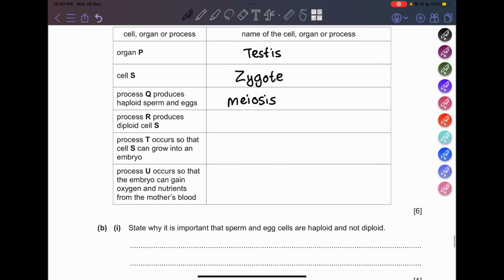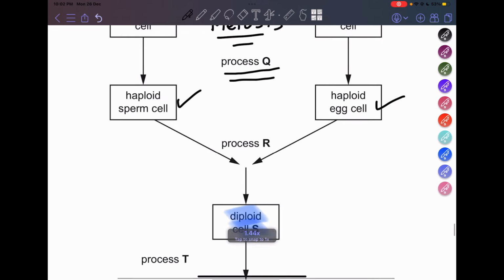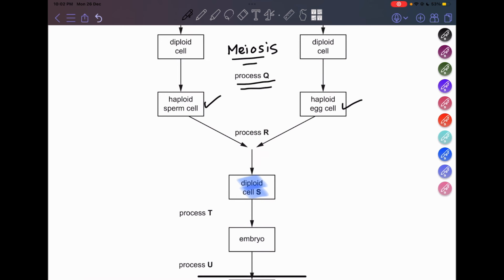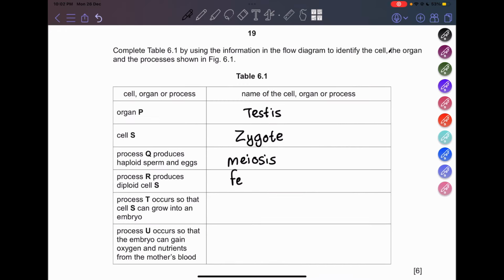Process R produces diploid cell S. So let's have a look at process R. Process R is actually fertilization, as I just said in the previous question. It is fertilization because the haploid sperm cell and haploid egg cell fertilize to produce the cell S that I mentioned, which is the zygote. So we're going to write down the word fertilization.